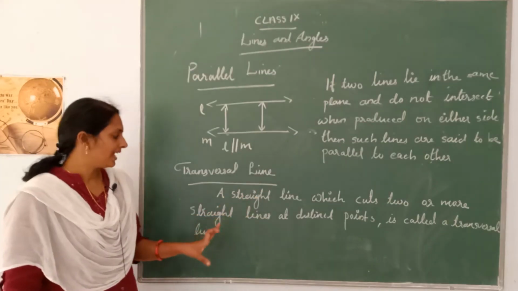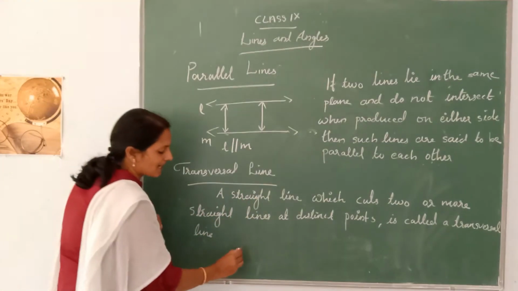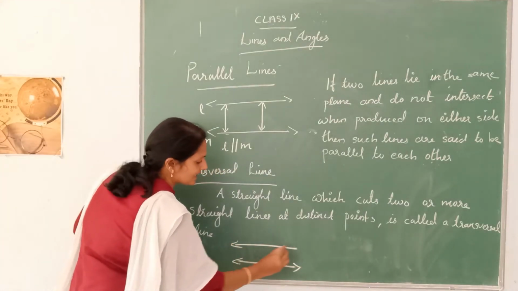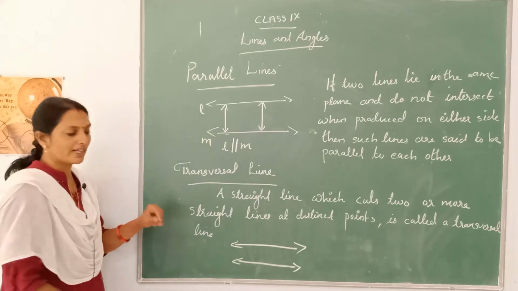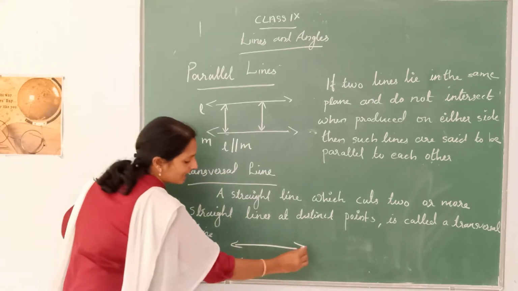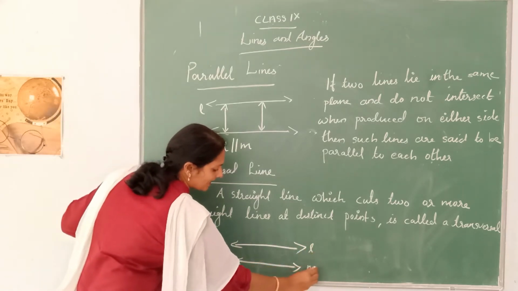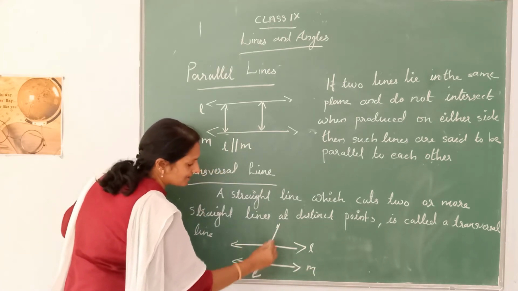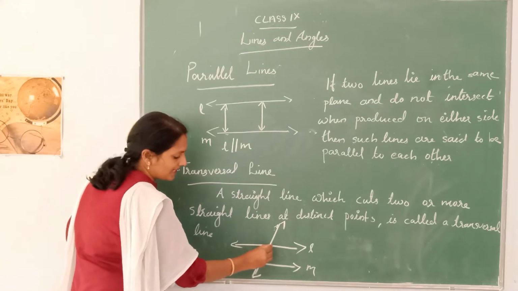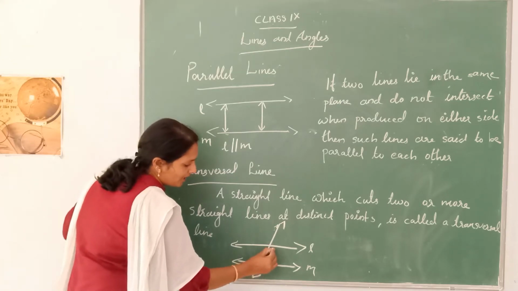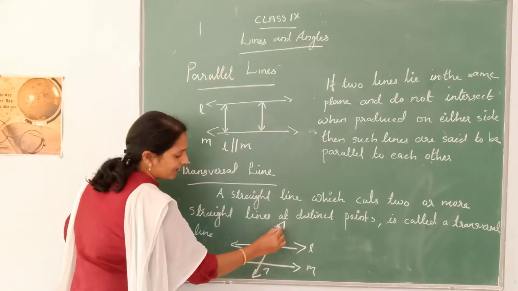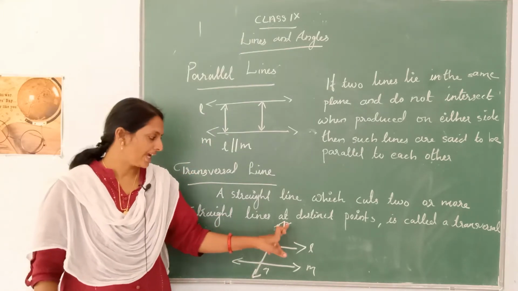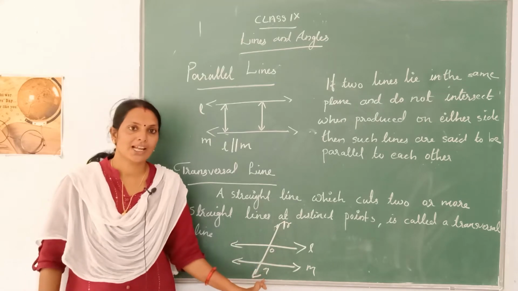Transversal line. A straight line which cuts two or more lines at distinct points is called a transversal. Take two lines L and M and another line that cuts those lines at distinct points, O and N. Consider this line as the transversal. The line R is called the transversal line.